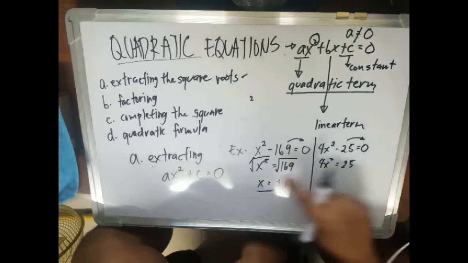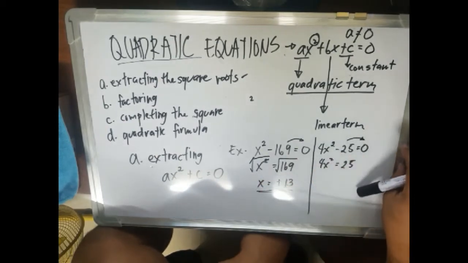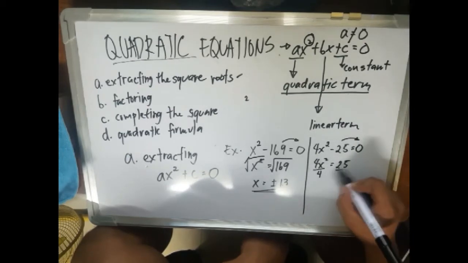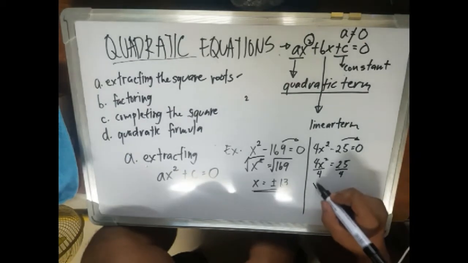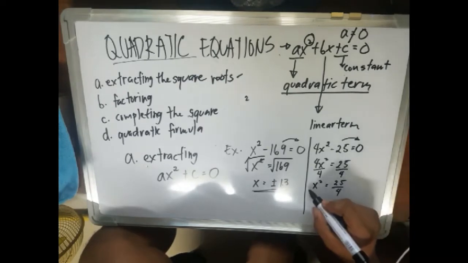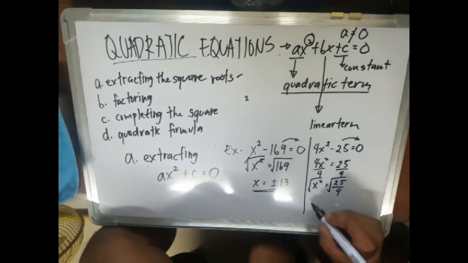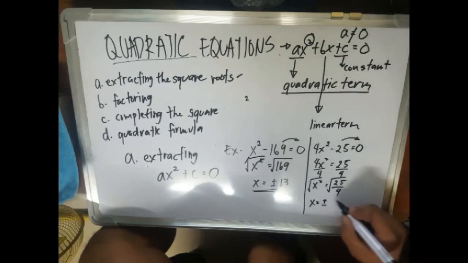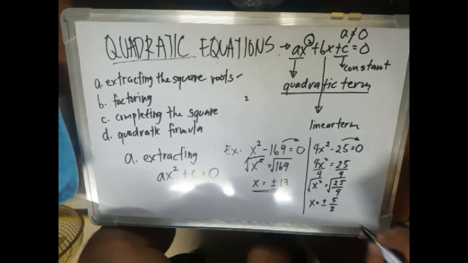So, before we apply square root or putting square root sign, dapat yung coefficient ng x squared must be 1. So, we will divide it by 4. So, we have x squared equals 25 over 4. So, i-square root natin both sides. So, x is equal to what? So, dalawa ulit yung sagot. Isang positive and isang negative. Square root of 25 is 5. Square root ng 4 is 2.